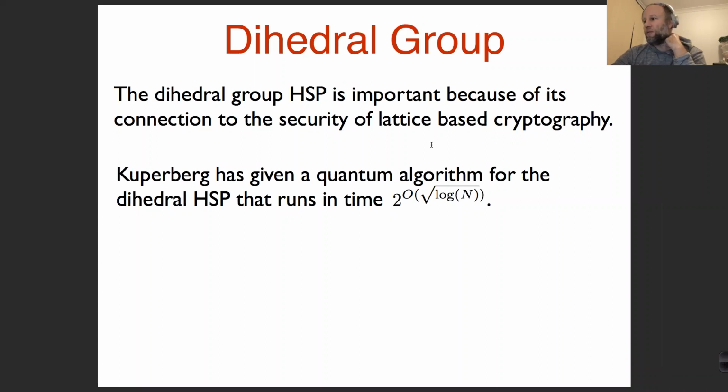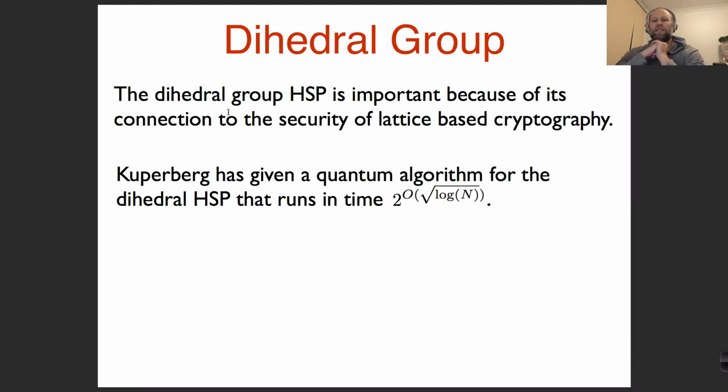So when people are looking for new public key cryptography protocols that are secure against quantum computers, a big candidate is this area of lattice-based cryptography. But if you were to find an efficient quantum algorithm for the Dihedral group hidden subgroup problem, then that would break a lot of these new cryptographic schemes that are based on lattices. So this is actually quite an important problem as well.